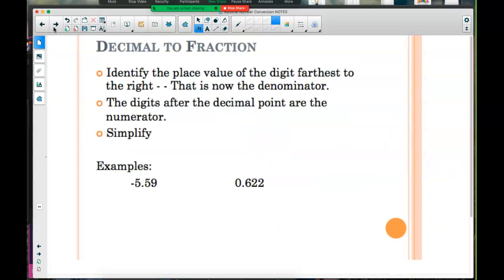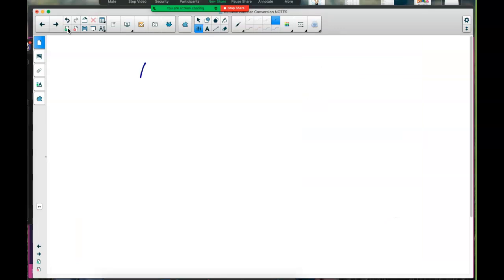Okay, then the last one is decimal to fraction. If we're going to go from a decimal to a fraction, we need to know place value. So before we go through these problems, put this in your notes. 0.1234. Well, let's go that far. Okay, put that number in your notes. 0.1234.